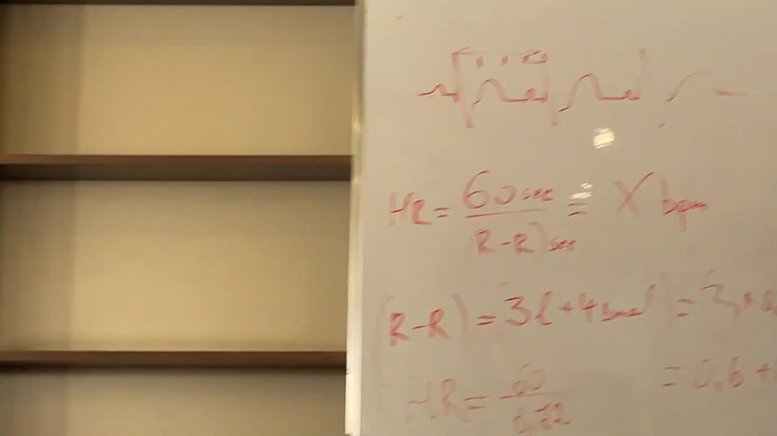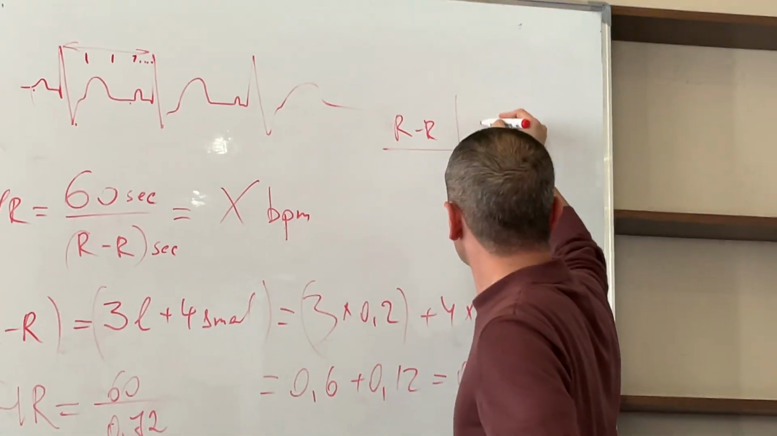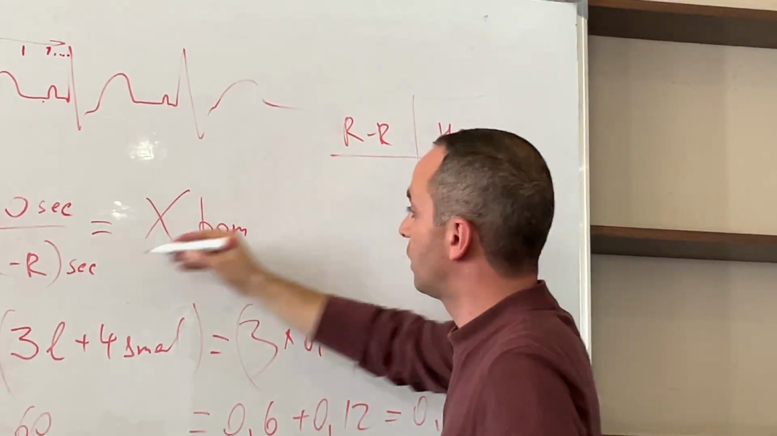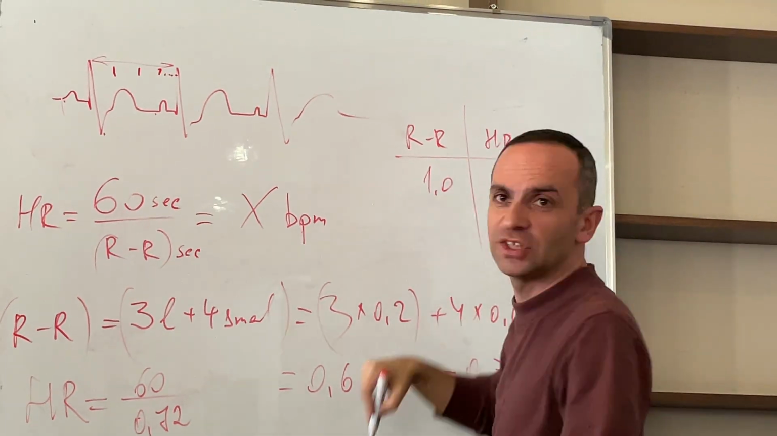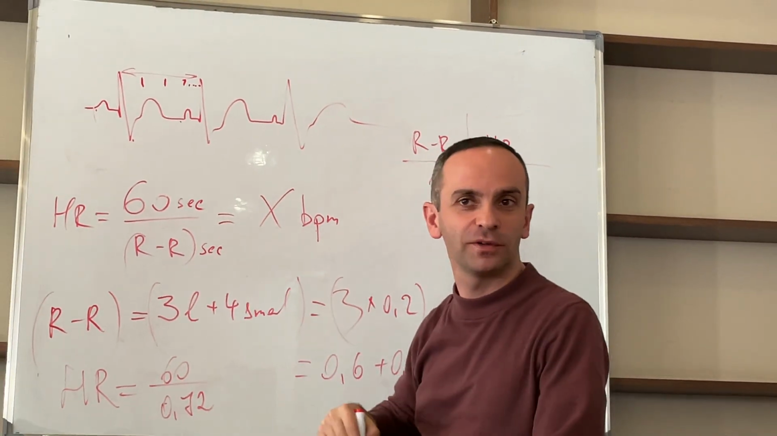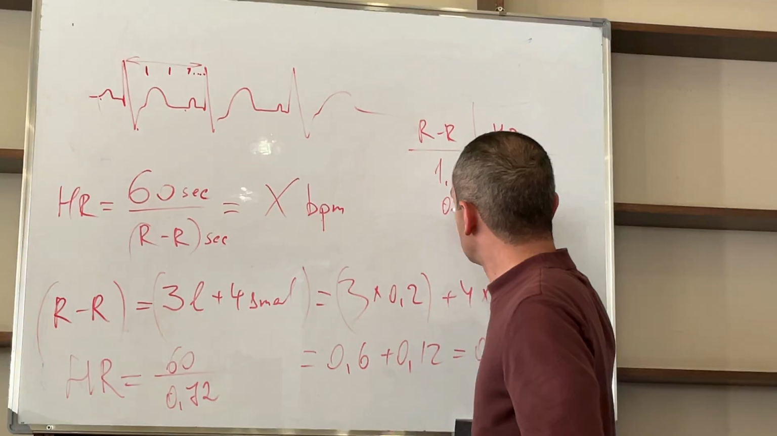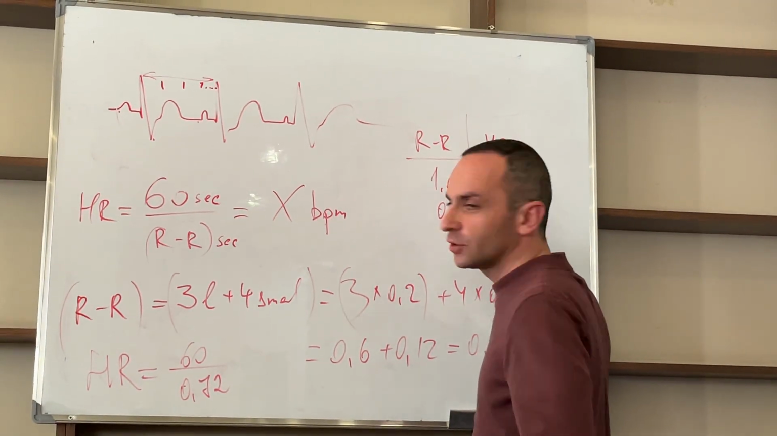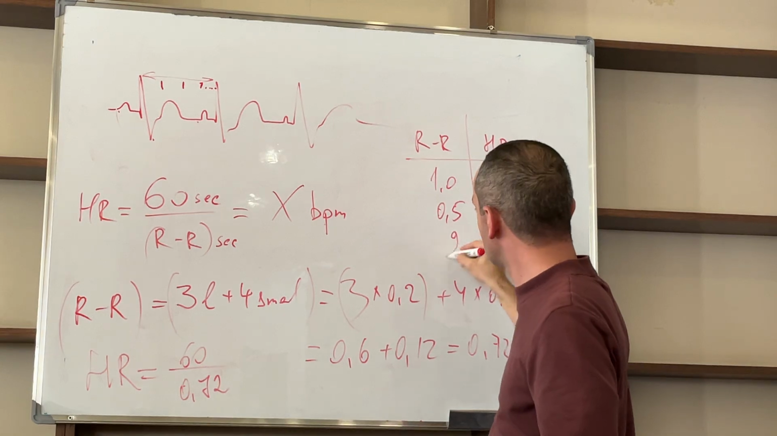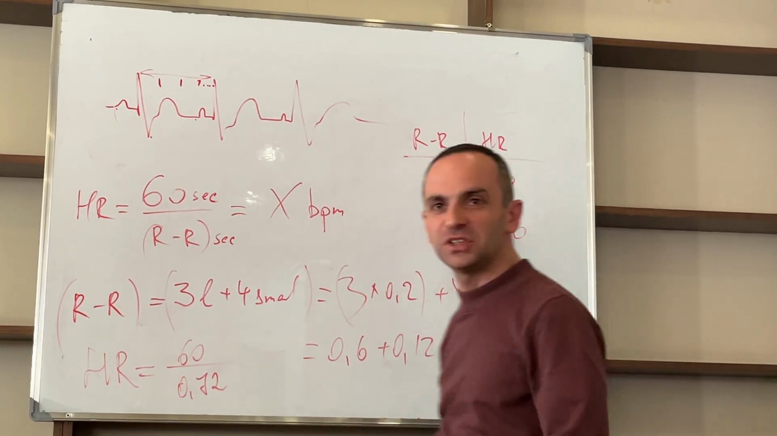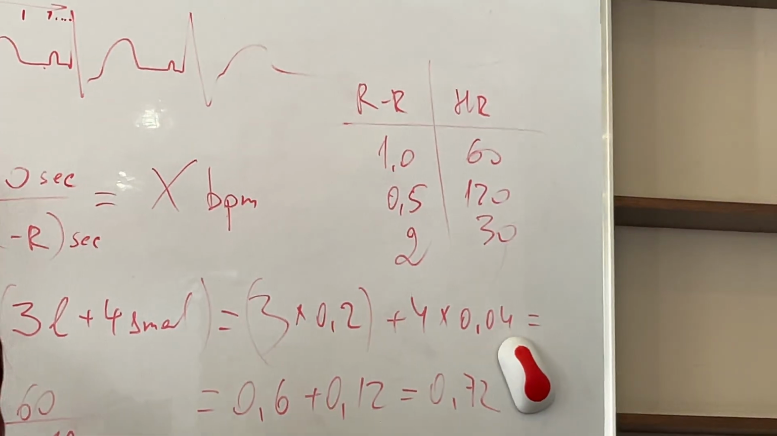There is a table where RR and heart rate are written. For example, RR is equal to 1 second, heart rate is 60 beats per minute, 60 divided by 1. RR is 0.5, heart rate is 120. RR is, I don't know, 2, heart rate is 30 beats per minute, for example.